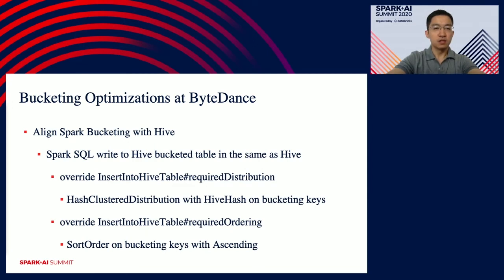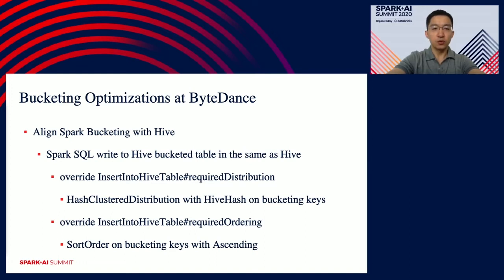So we need to do the following things to ensure that Spark will write the data to a Hive bucket table in the same way as Hive. Firstly, we change the required distribution of the insert-into-Hive-table plan, and we set the value to hash cluster distribution with Hive hash in the bucketing case, and we also override the required ordering to sort order in the bucketing case, with ascending.